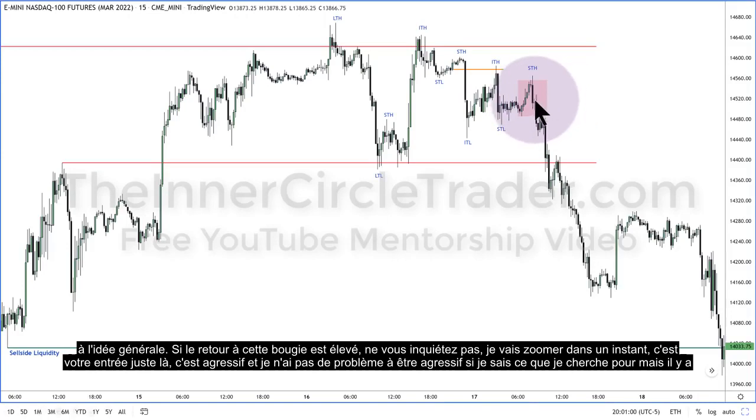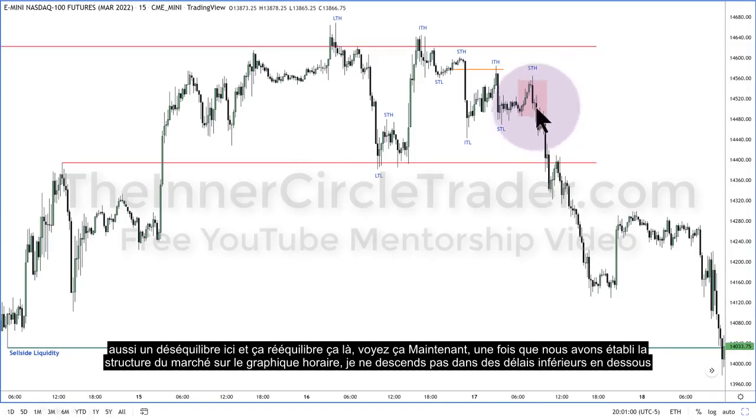If it trades back to this candle's high, don't worry, I'll zoom in a moment. That's your entry right there. That's aggressive, and I don't have a problem being aggressive if I know what I'm looking for. But there's also an imbalance in here, and it rebalances that right there.